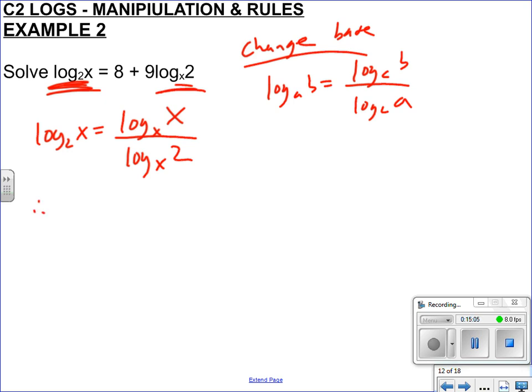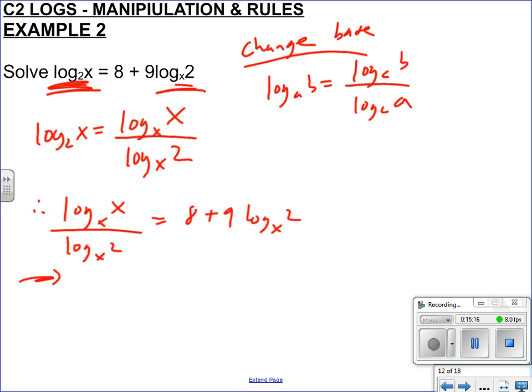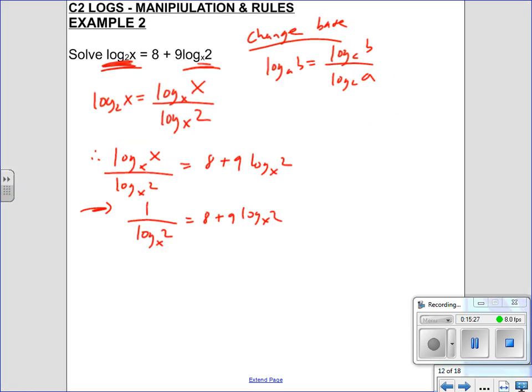So let's see where we are. So log 2x, we just found out, is log xx over log x2 equals 8 plus 9 log x2. Log xx is 1, isn't it? Over log x2. 8 plus 9 log x2. Now we're trying to get log x2, so we're going to times everything by log x2, aren't we? So we're timesing up log x2 plus 9 log x2 all squared. Okay, so I've times everything by log x2.